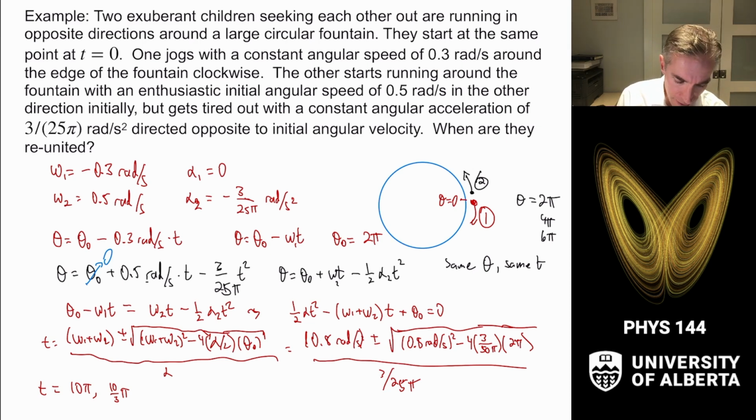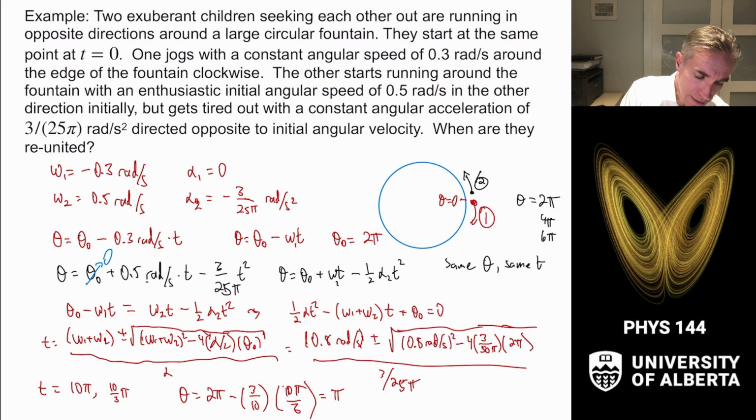So we just say that theta is equal to, we're going to come back up and pick out what angle it is by using the expression for child 1, mostly because it's easier. So we're going to say that theta is equal to theta naught, which I'll just plug in, that's 2 pi right now, minus the omega for the child, which is 3/10, times the time, which is 10 pi over 3, almost like we planned it, and that's equal to pi. So they meet over in this model right over here on the opposite side of the circle. So they meet over here at pi, because both children agree on that.